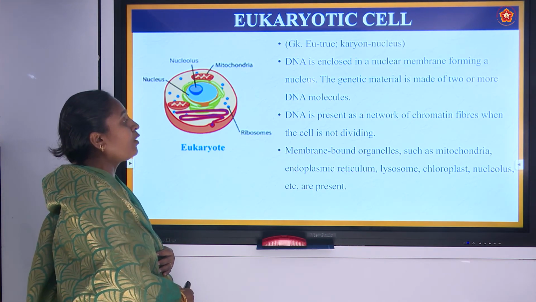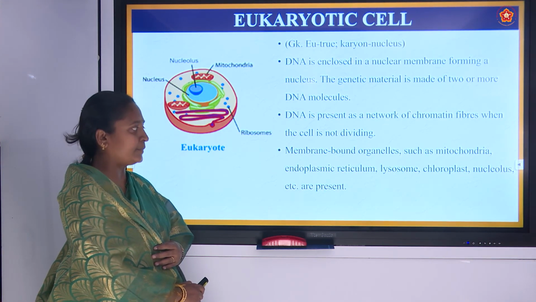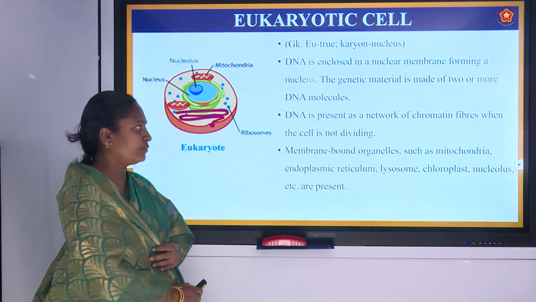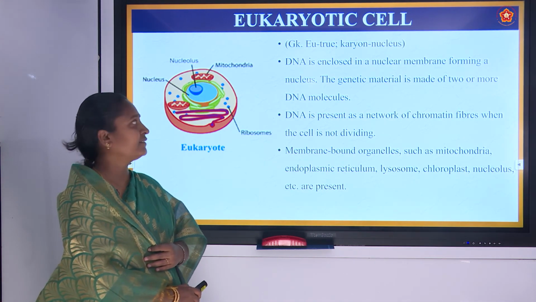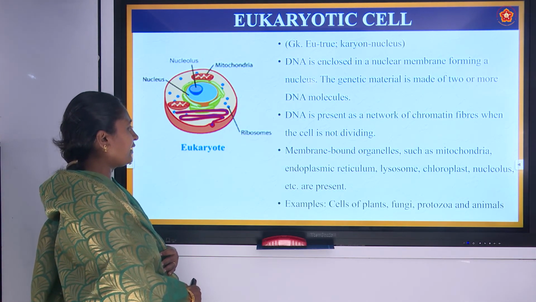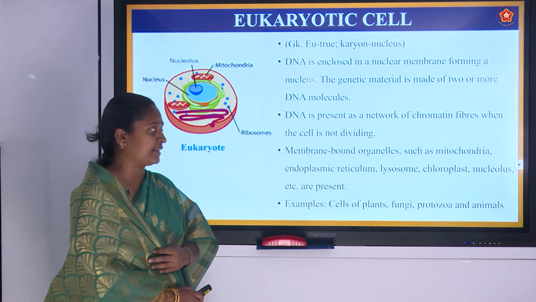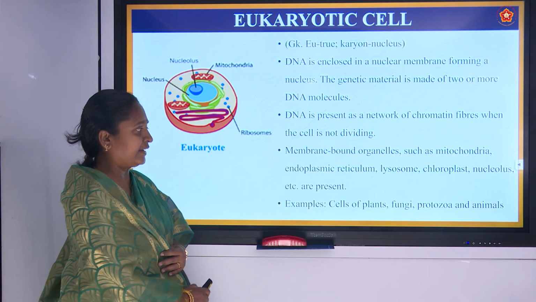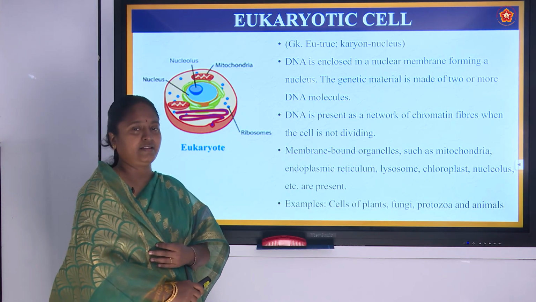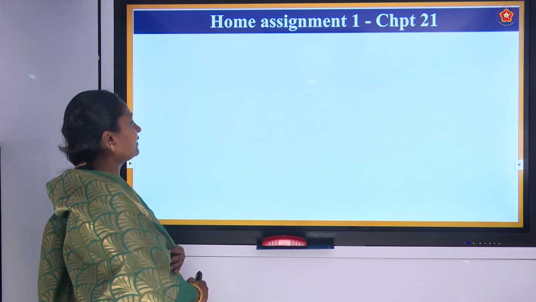The membrane bound organelles such as mitochondria, endoplasmic reticulum, lysosome, chloroplast, nucleus are present. That is the major difference between a prokaryotic and a eukaryotic cell. Here examples are plant cell, fungal cell, protozoan cells like amoeba, and we can see it in animal cells. Even we humans belong to this eukaryotic category.